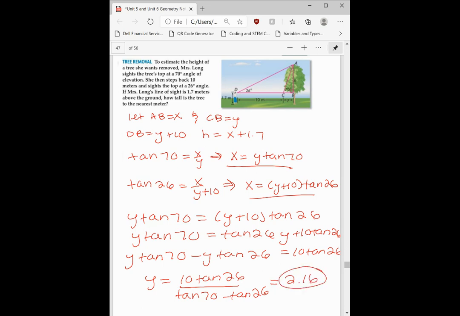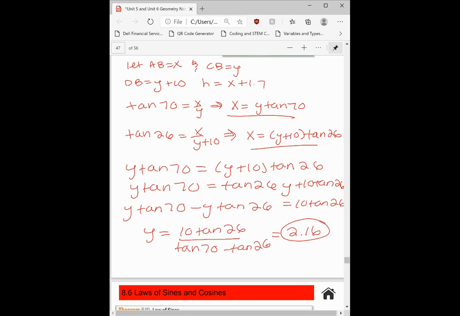Okay? Now we just need to find x. And in order to do that, we're going to plug 2.16 into this first part here. So we have x is equal to 2.16 tan 70. And if we plug that into our calculator, we get 5.9. So then we found x and y. Okay? And that concludes these notes.